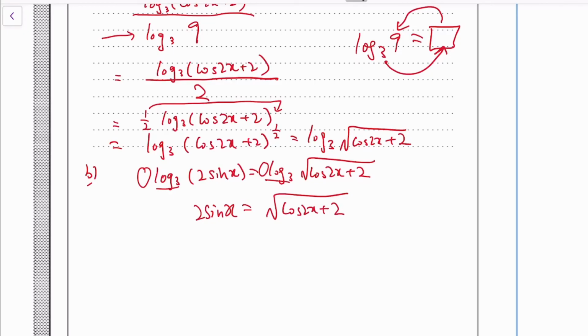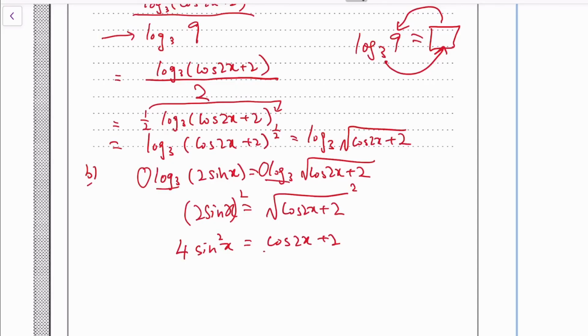Okay, this is where we square both sides to get rid of the square root. Remember to square the 2 as well. So it's 4 sine square x equals cosine 2x plus 2. So now you go from a log question to a trigonometric equation kind of question.